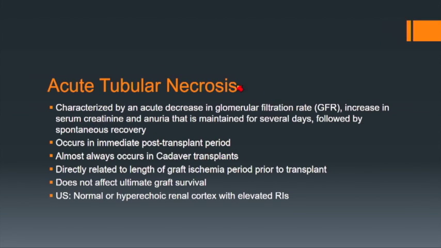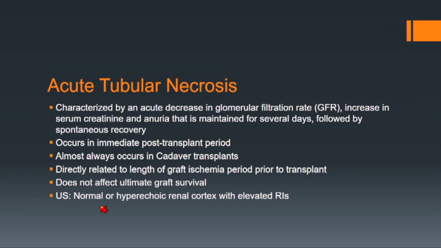Acute tubular necrosis is characterized by an acute decrease in glomerular filtration rate, an increase in creatinine, and anuria that is maintained for several days, followed by spontaneous recovery. It occurs in the immediate post-transplant period. It almost always occurs in cadaver transplants and is directly related to the length of graft ischemia period prior to the transplant. It does not affect ultimate graft survival.